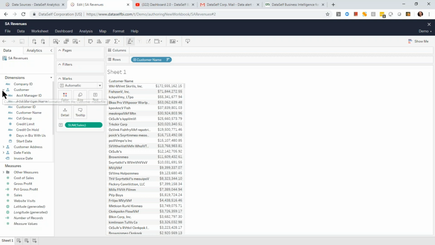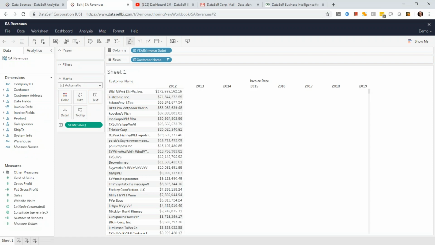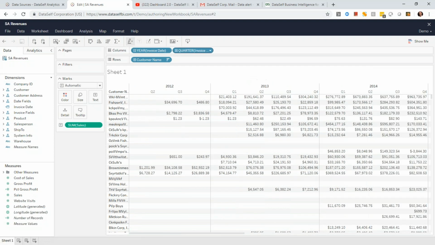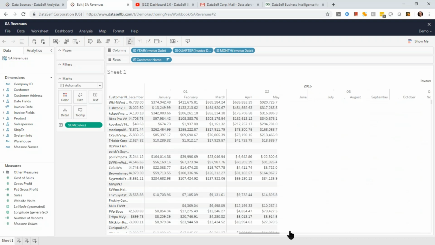But hey, I want to see sales by month. So let me go find invoice date and drag to my columns. And by default, it will show sales on a yearly basis for my whole company history. I can expand and go to the quarter level. So right now I'm expanding to the quarter level. I can expand again and go to the month level. So now I'm seeing sales by month in my whole company history.